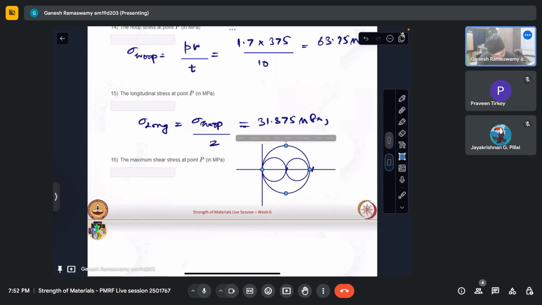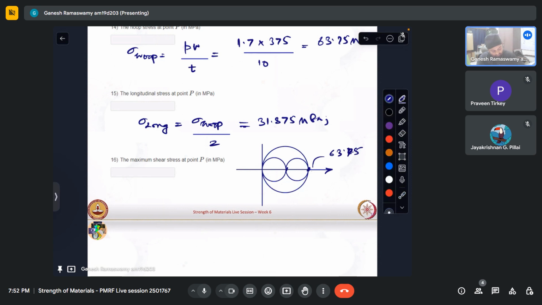So what is the maximum? So the maximum shear stress here, this point is 63.75. So therefore, the maximum shear stress is the radius of the bigger Mohr circle, which is nothing but 63.75 by 2, which happens to be 31.875 MPa. This is the maximum shear stress experienced at that point. I hope this is clear.